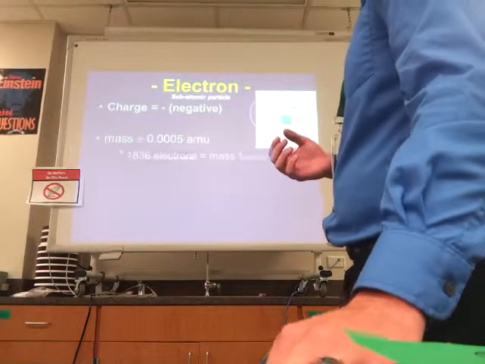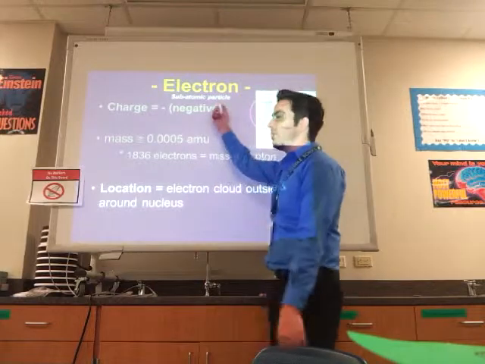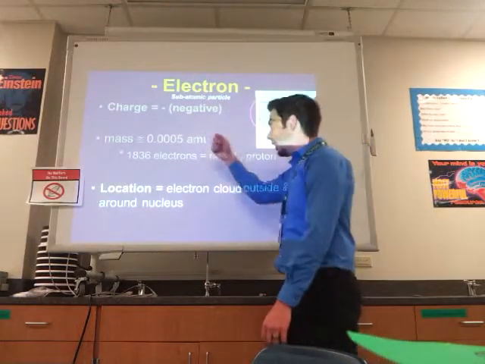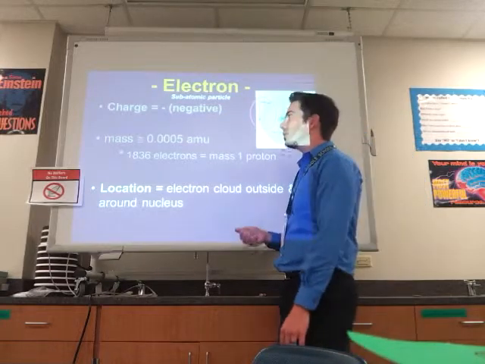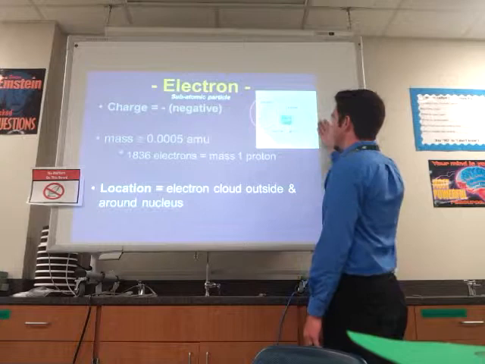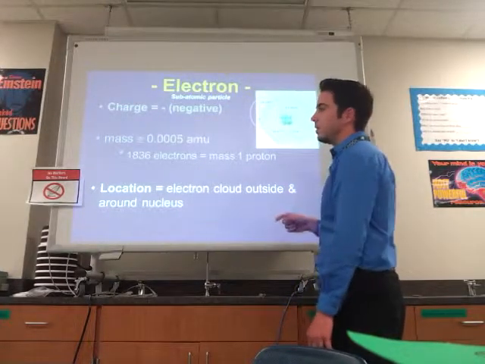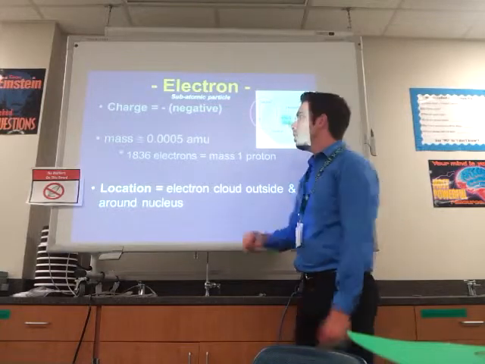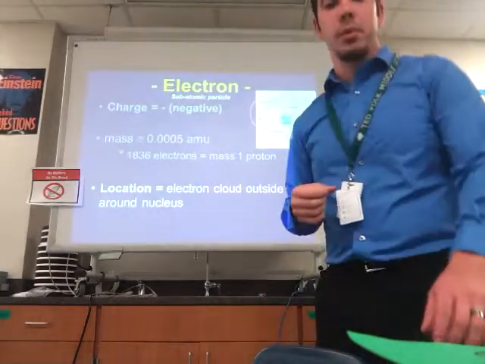So the electrons are very different from protons and neutrons in every aspect. They have a negative charge. They have a mass of basically 0, and we don't count electrons toward the mass in this class. Their location is in the outer part of the atom, outside the nucleus. So, quick review: protons and neutrons in the nucleus both have a mass of 1. Electrons in the cloud have a mass of 0.